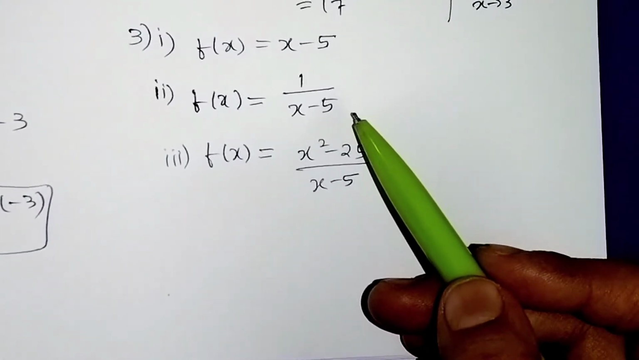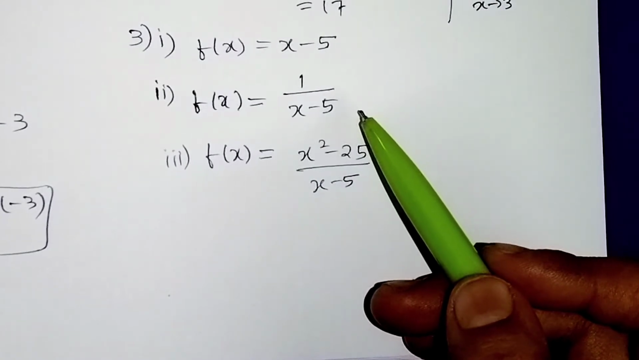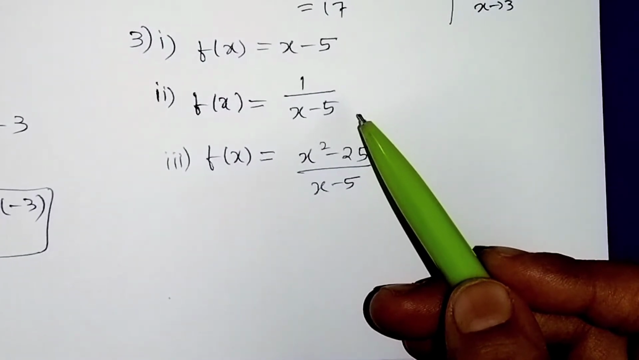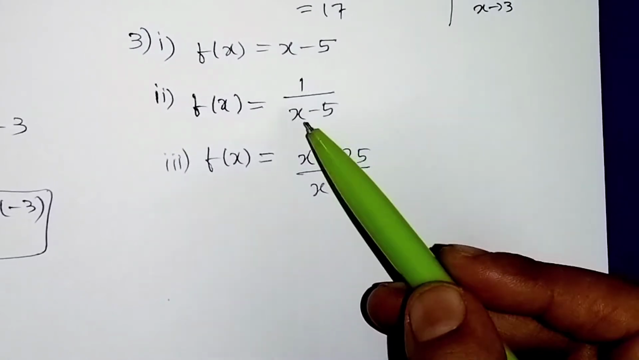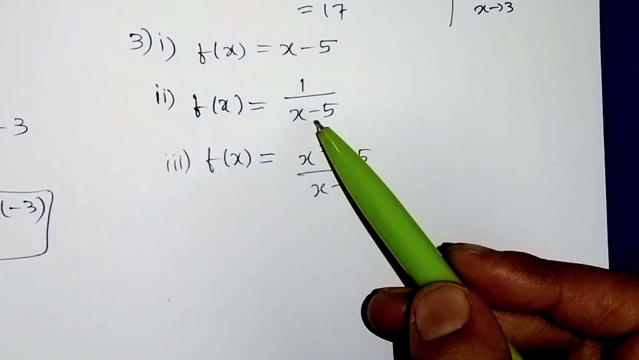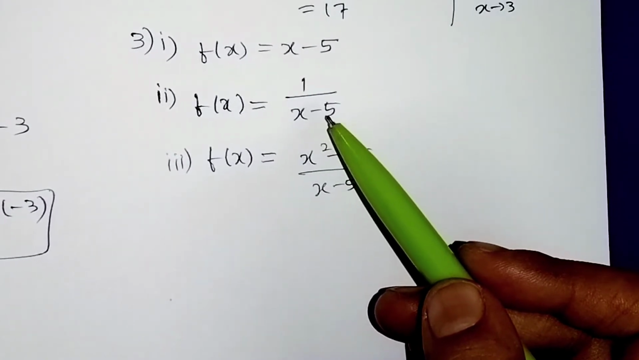Okay, why are we saying this? Because if the denominator is 0 then that will be infinite or does not exist, isn't it? So we should not get the denominator value as 0. So only for quotient functions you need to check which value, if we substitute it, will become 0. Otherwise for all the values it will be continuous.